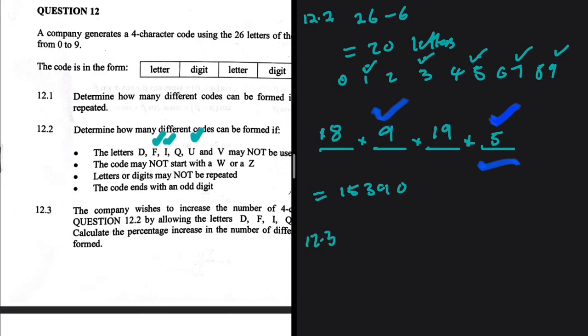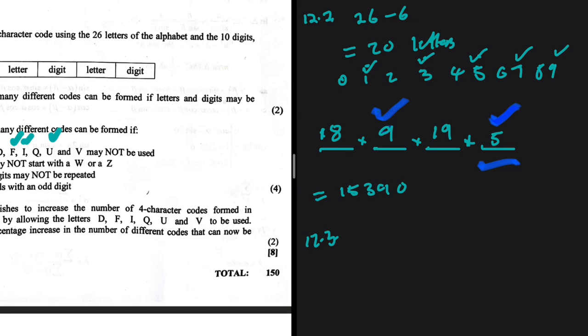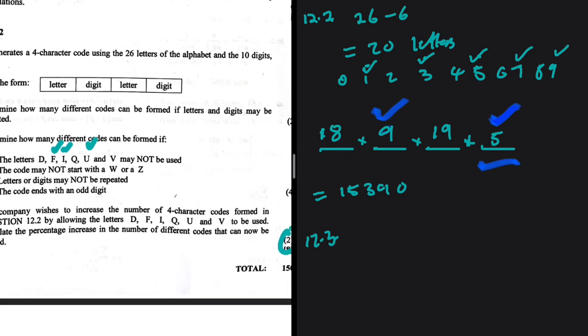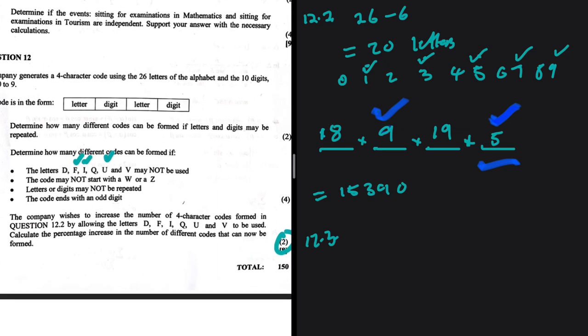Let's take a look at 12.3. 12.3 is just out of 2 marks. So I want you guys to let me know in the comments how did you answer this question? Calculate the percentage increase in the number of different codes that can now be formed.